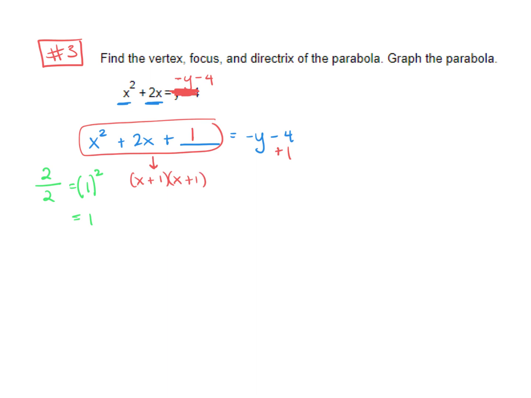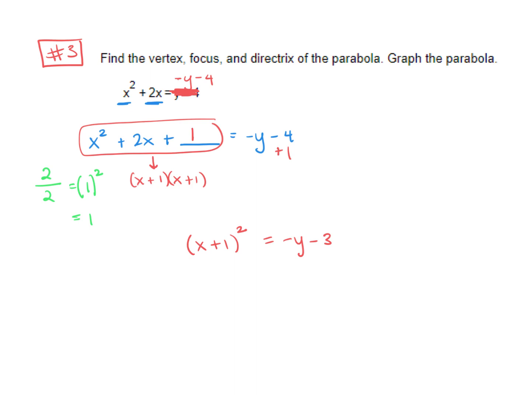When you complete the square, when you do this b over 2, get that value and square it, if that's the number you're adding in as your c value, the factor you're looking for will always be the same factor twice. We're not going to write it as x plus 1 times x plus 1. We're just going to simplify that and say, oh, that's the same thing as an x plus 1 squared. Equals, we have our negative y, and then negative 4 plus 1 is negative 3.